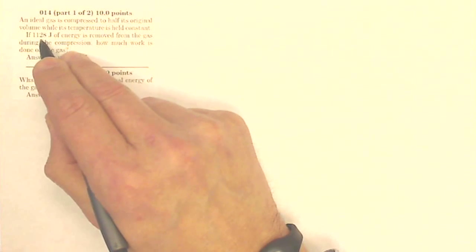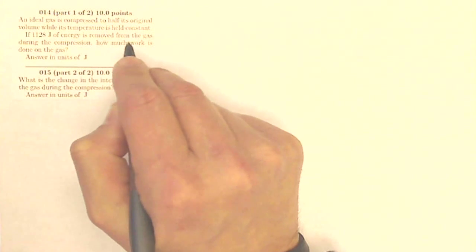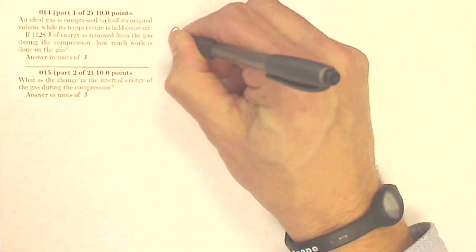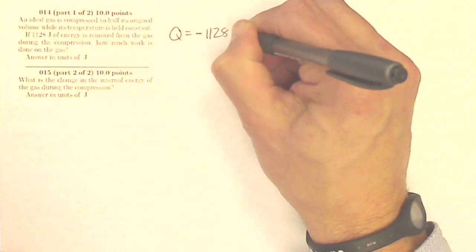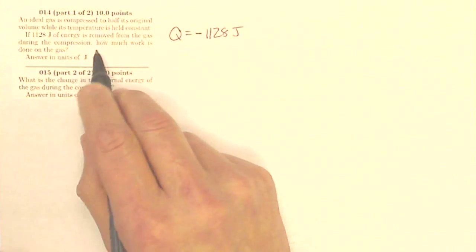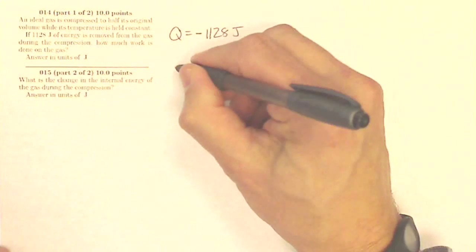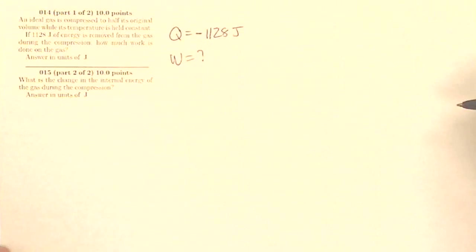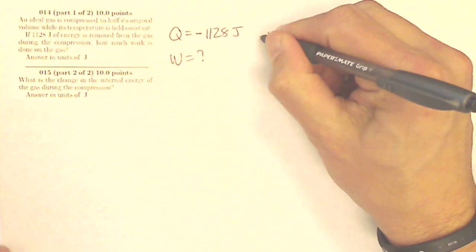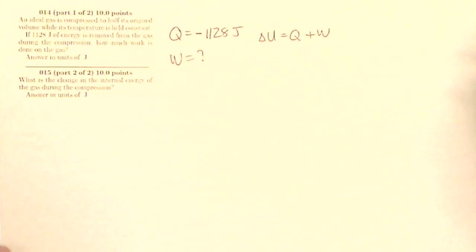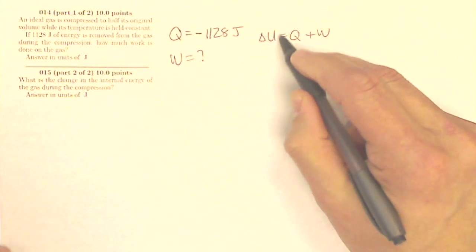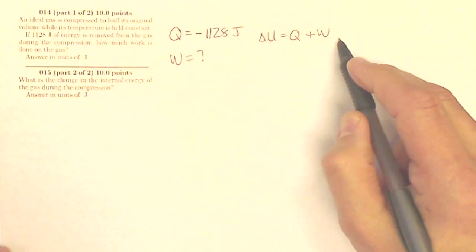If 1,128 joules of energy is removed from the gas, oh wait, I can do that. That's Q equals negative 1128 joules. How much work is done on the gas? So now I need to know how much work is done on the gas. Well, I do know that the change in internal energy, ΔU, equals Q plus W. So how do I figure out my change in internal energy? Because that would relate these.